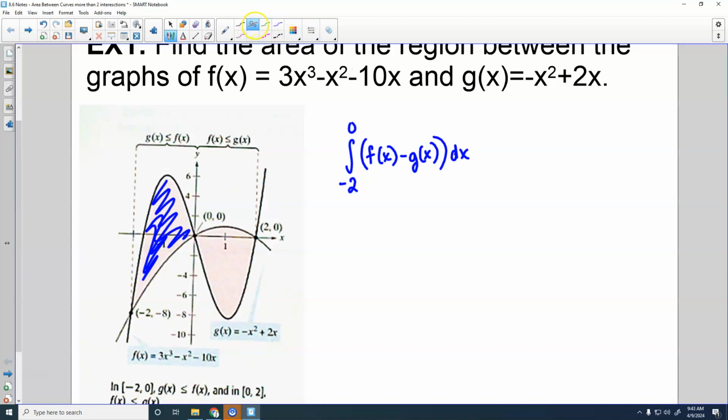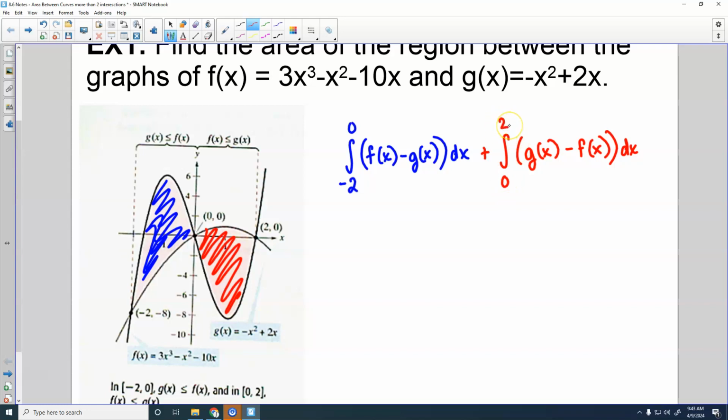So what I would need to do for this area that I'm going to do in red right here is I would need to switch it. So I'd have an integral where I'm doing g of x minus f of x dx. What should my limits on that be?